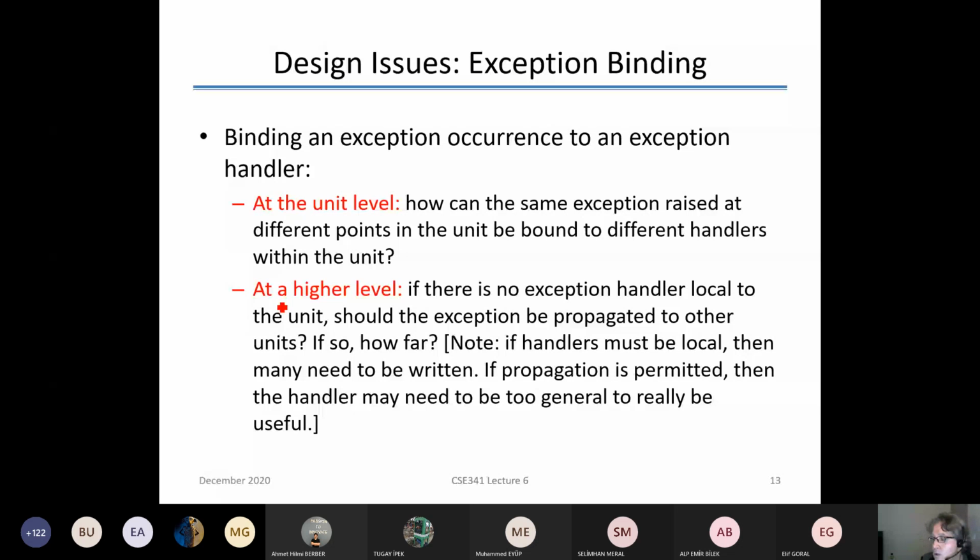I may want to have one handler for my division by 0. But I cannot put this one at the unit level. Let's say my function 1 has this, and then my function 2 will have the same thing, and so forth, right? If propagation is permitted, then the handler may need to be too general to be really useful. Maybe there is another problem. If I say, okay, I want to handle my division by 0 with one segment of code, is this the right thing? Because there are so many things.